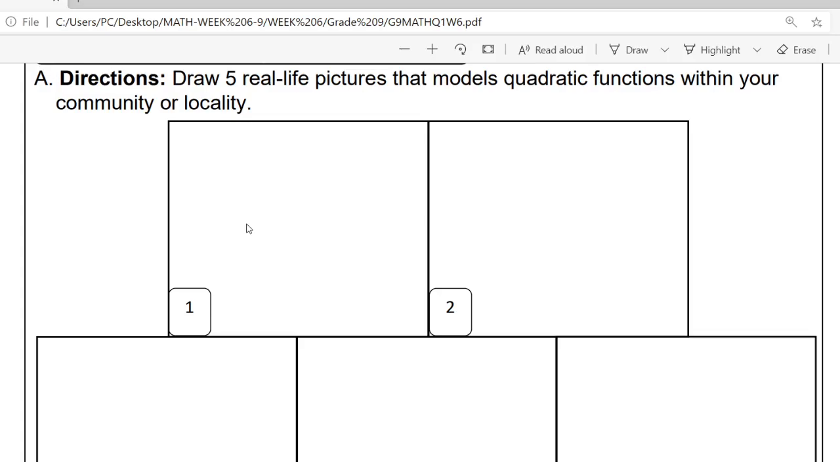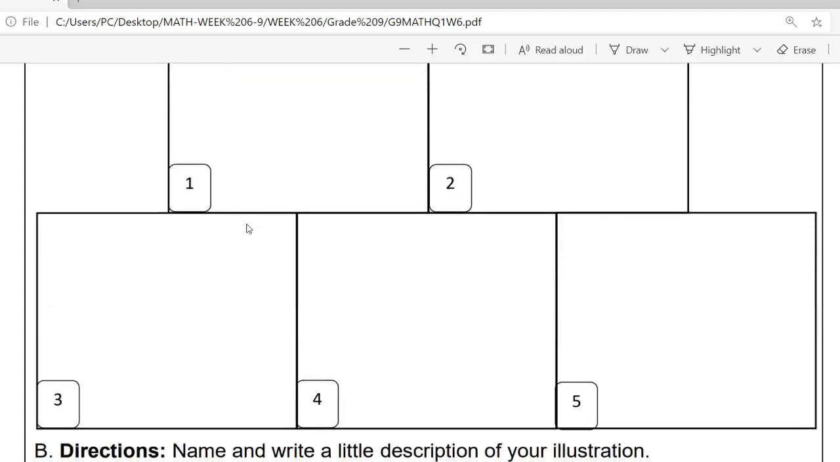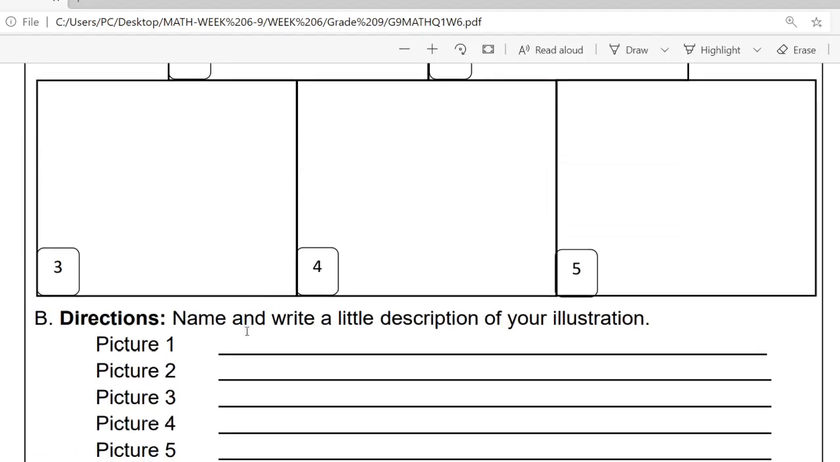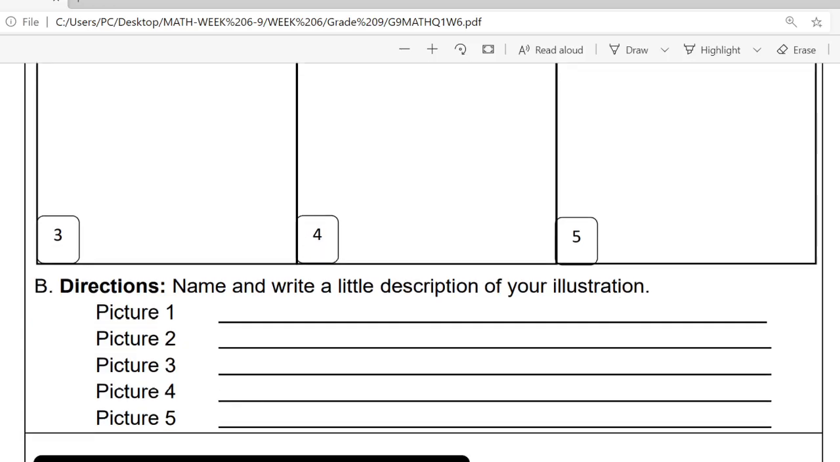You just draw kung ano yung nakita nyo that models a quadratic function in your locality. Kung if you're living in, for example, in Tiktapul, what can you see? Okay, you just draw a picture that you could see there within your locality. You're going to draw 5 and then name and write a little description of your illustration. Like for example, sample number 1, ano yung na-draw mo? You have to write the name here and give a little description. You have to describe ano ba yun. Okay, the same with number 2 up to number 5.